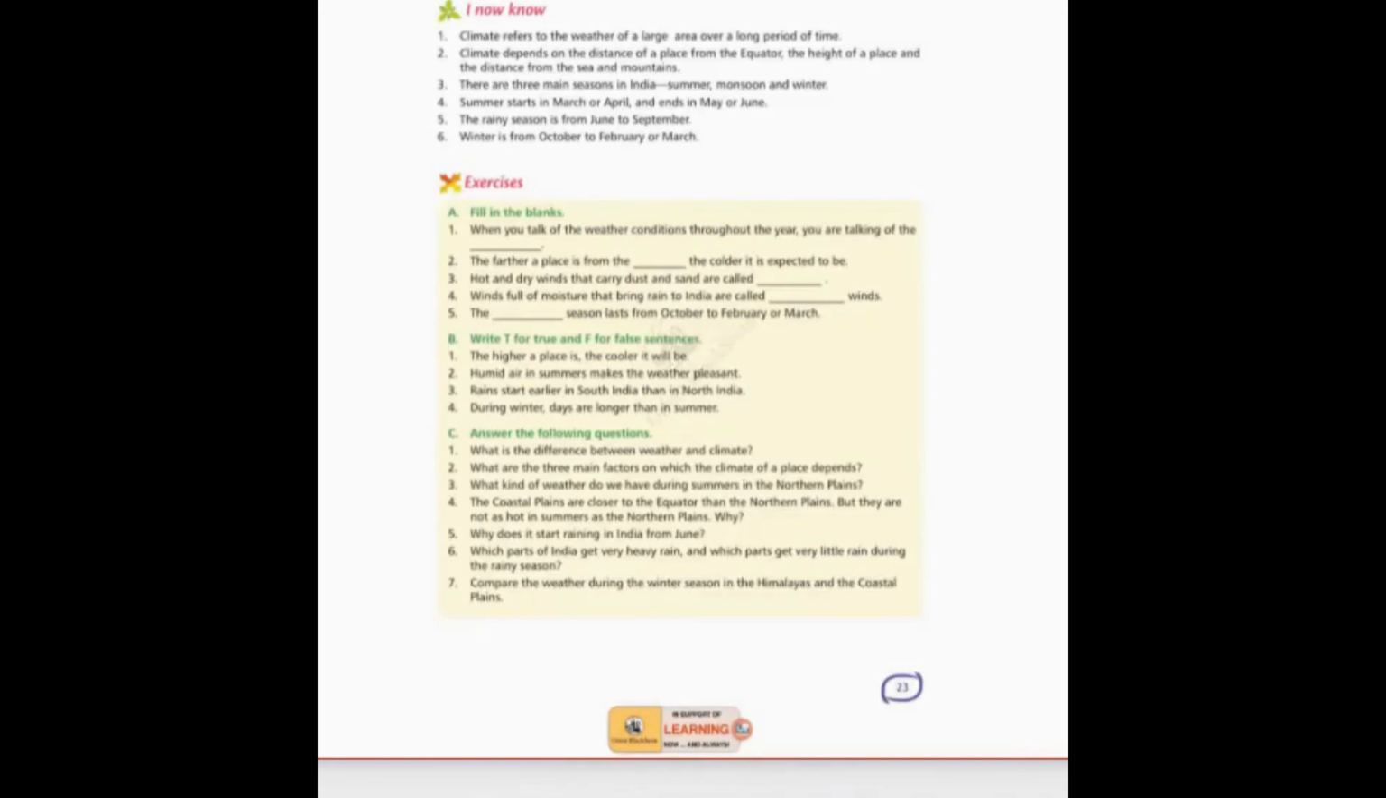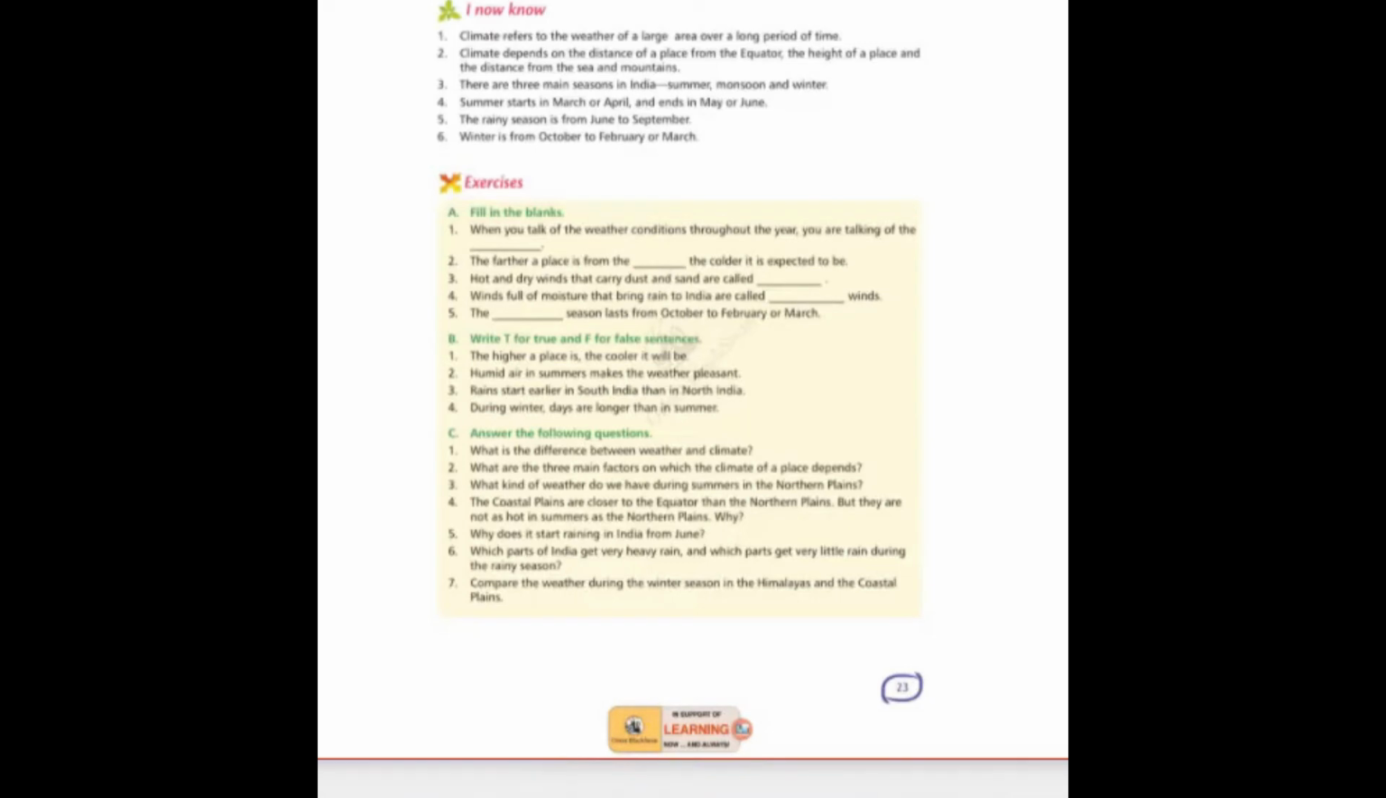C. Answer the following questions. What is the difference between weather and climate? Weather refers to short-term atmospheric conditions, while climate is the weather of a specific region averaged over a long period of time. Atmospheric, A-T-M-O-S-P-H-E-R-I-C. Averaged, average.